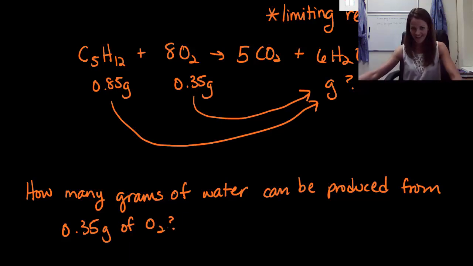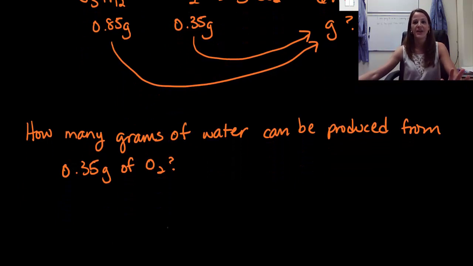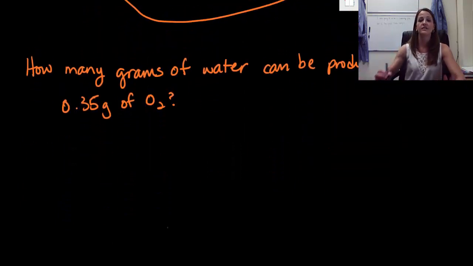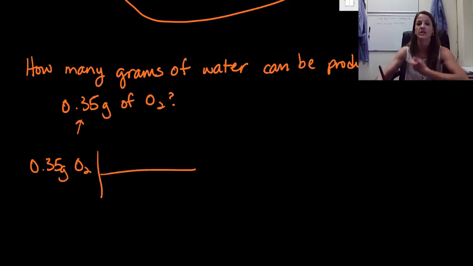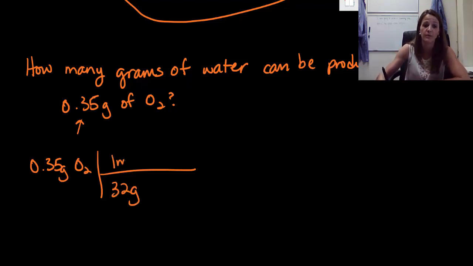All right, did you get an answer? Hopefully you did. If you didn't, that's okay. We're going to work through it together. So let's start off with something very, very simple. We need to start off with what we know. So we know that for this specific problem, we have 0.35 grams of oxygen. We're in grams of oxygen. We need to convert to moles. So the molar mass of oxygen, diatomic oxygen, is 32 grams per 1 mole.